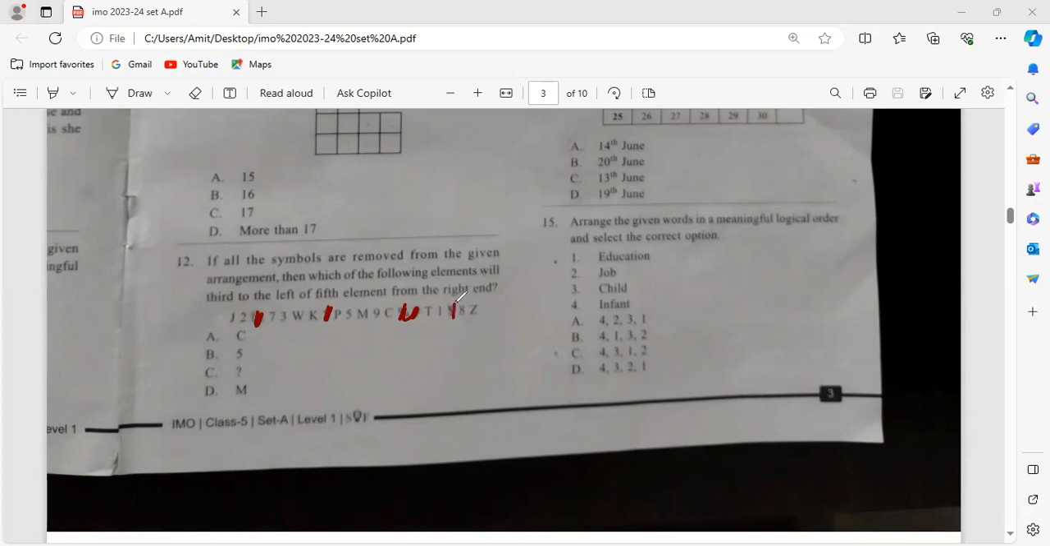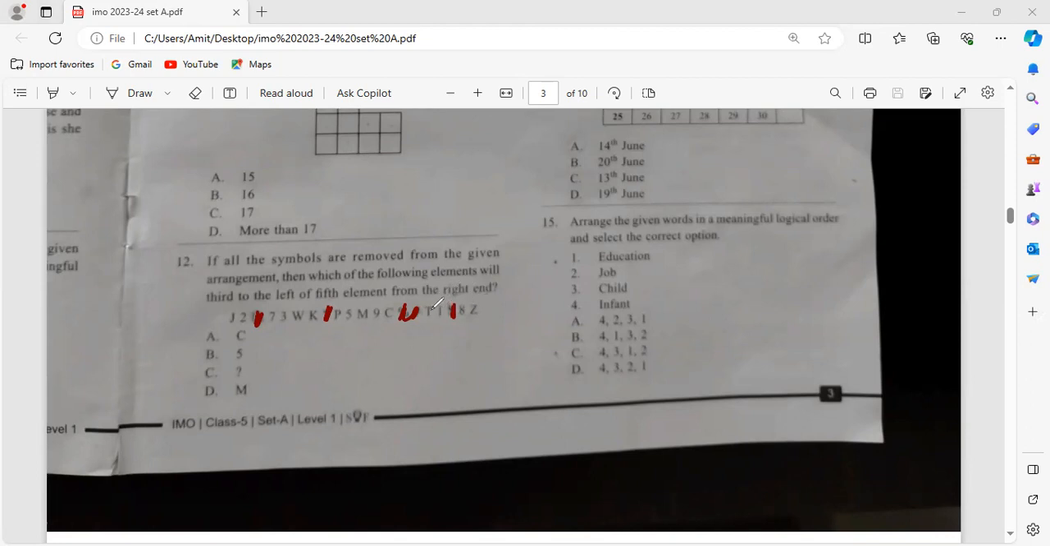Yeah, this is a dollar sign, so you remove the symbols. Then you always start from the end of the question, which is: which of the following elements will be third to the left of the fifth element from the right hand? So which is the fifth element from the right hand?